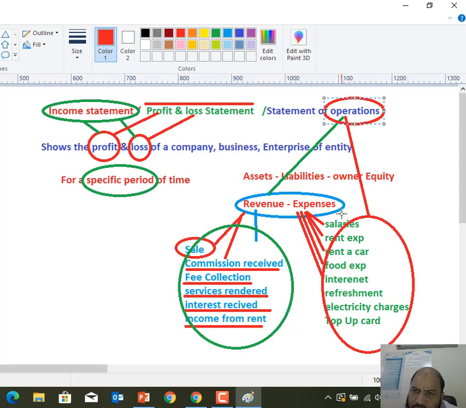But when we deduct these expenses from the revenue of the business, this statement will tell us about the profit and loss of the company. So that's why we may call it the profit and loss statement, or that's why we may call it the income statement.